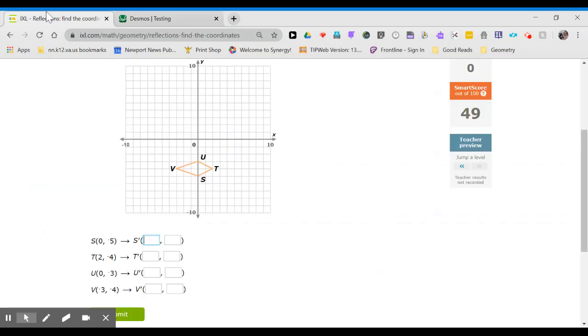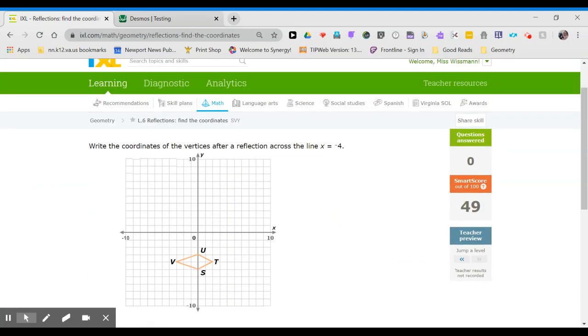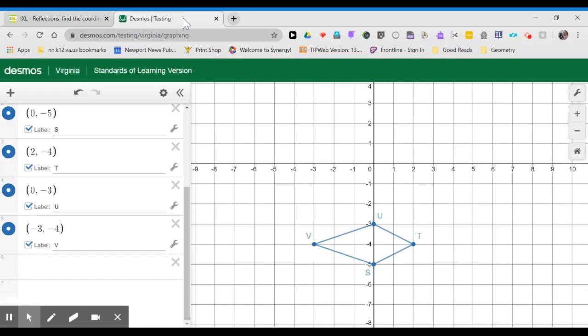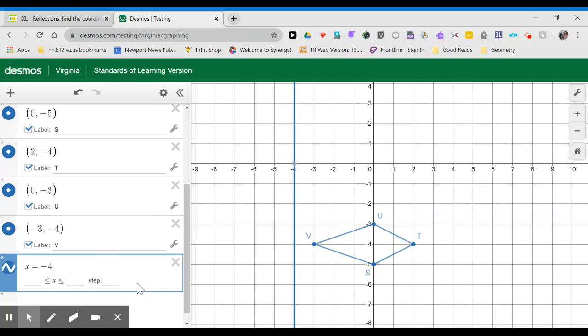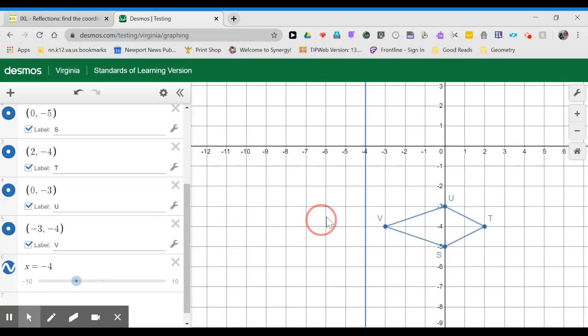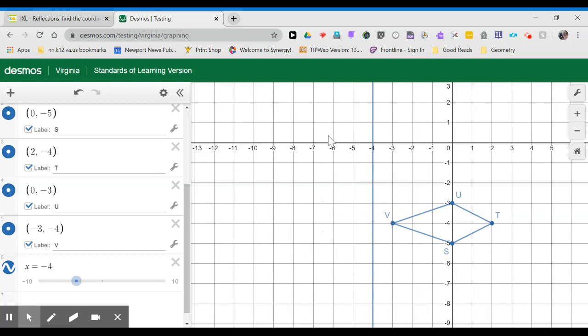So back at IXL, it says we're reflecting this quadrilateral over the line x equals -4. So that's the next thing I'm going to plot in Desmos, x equals -4, so I know where that is. So that's right here. So what I'm going to do is I'm just going to count.